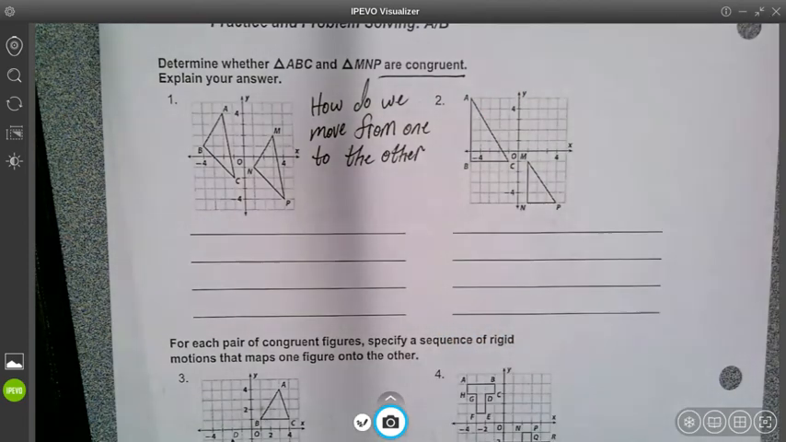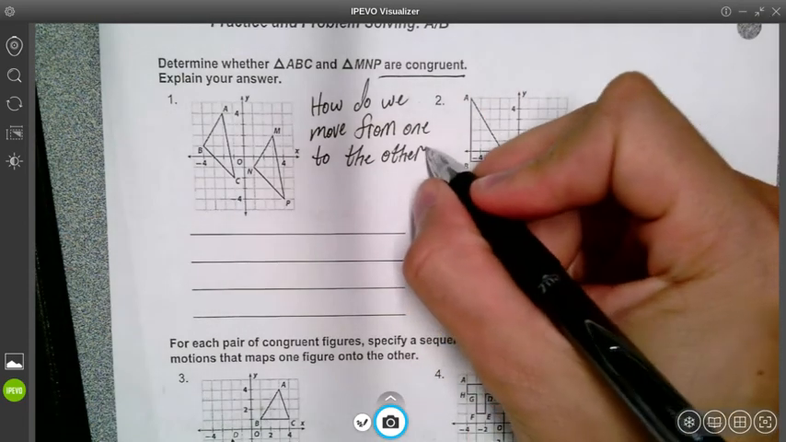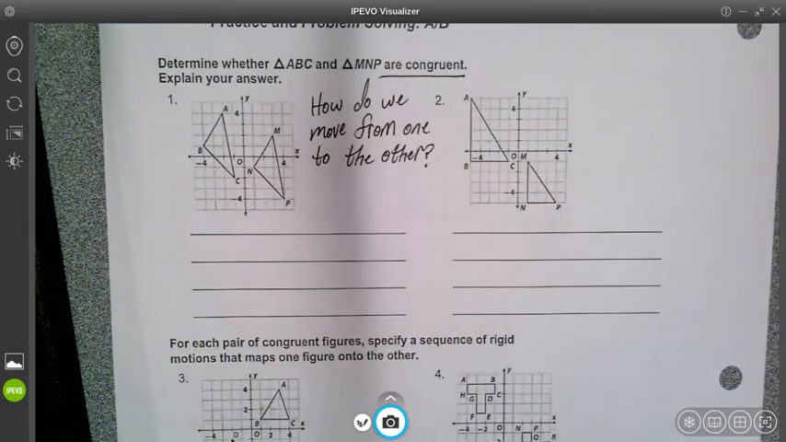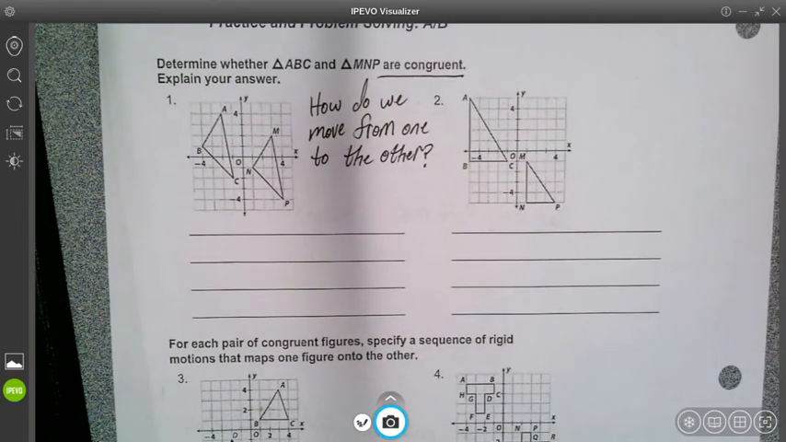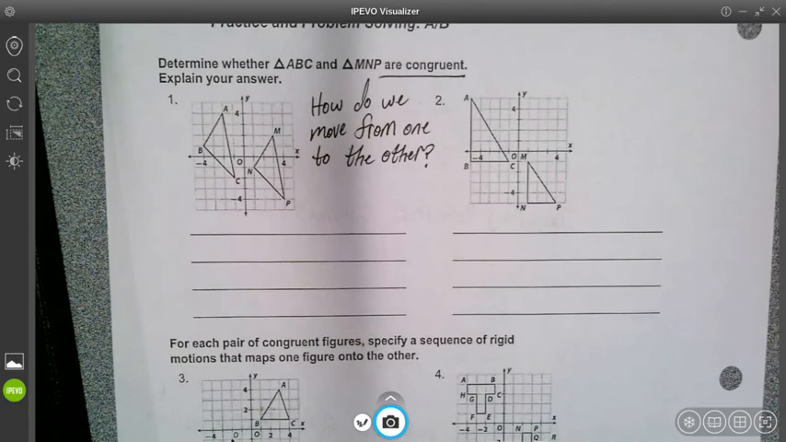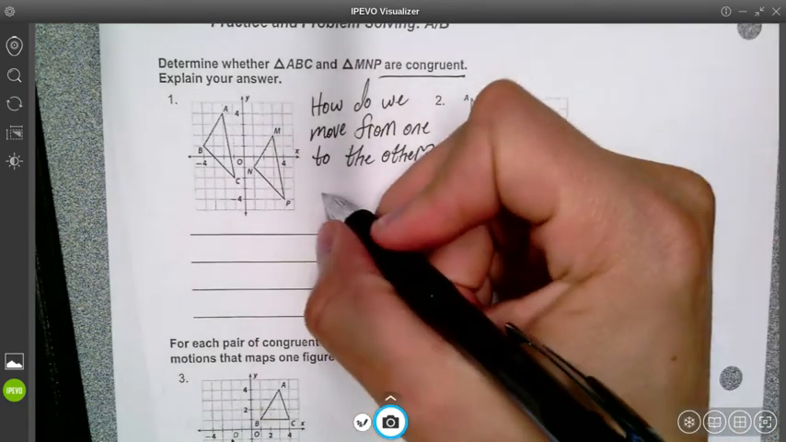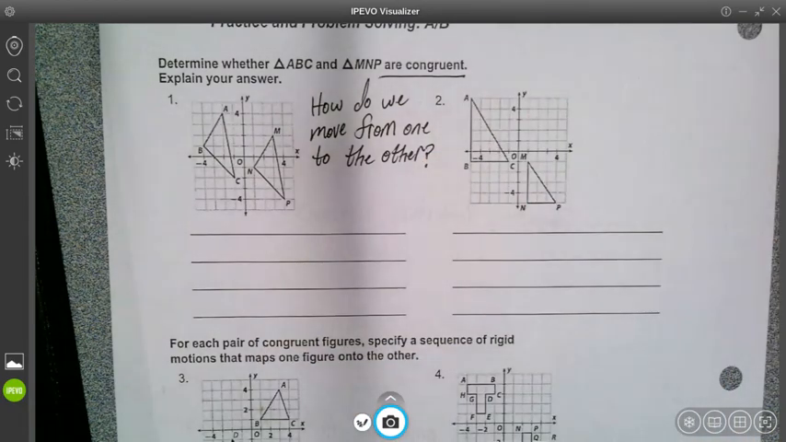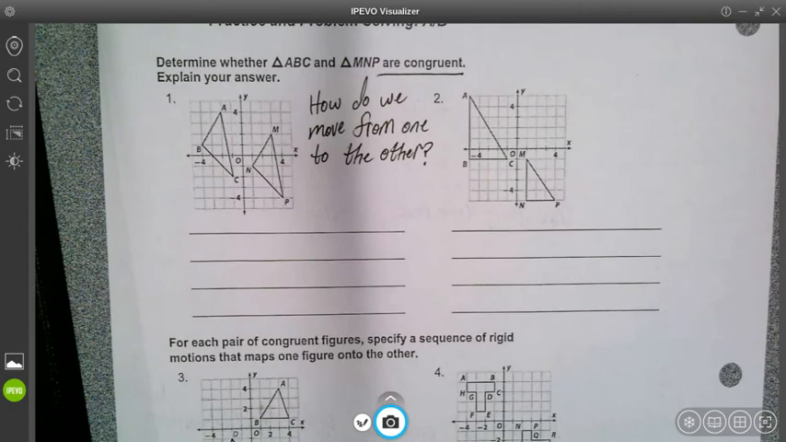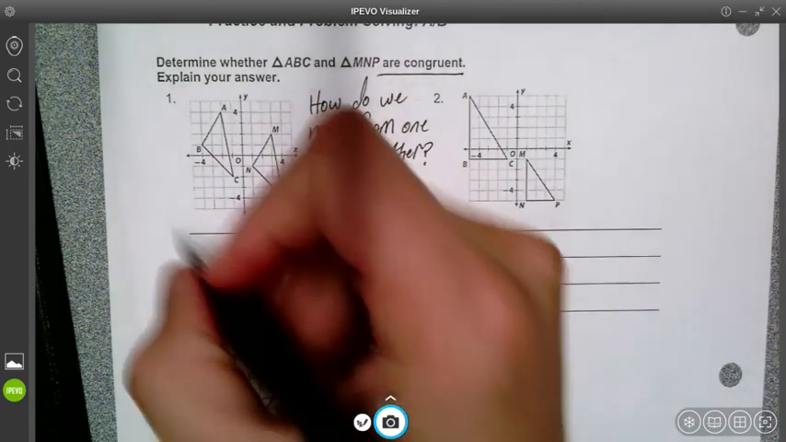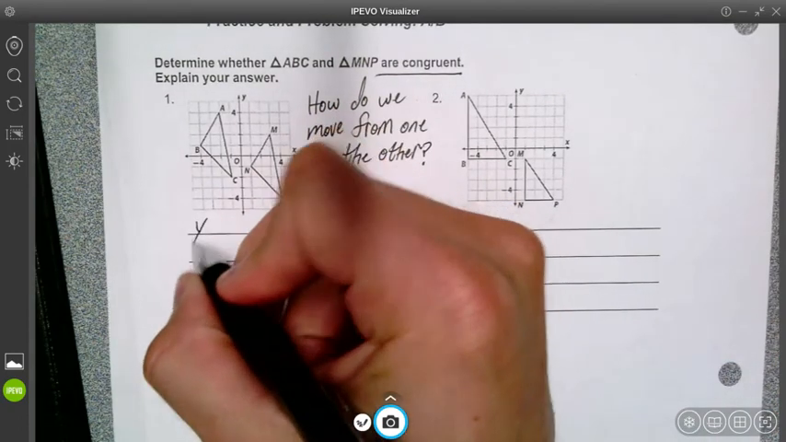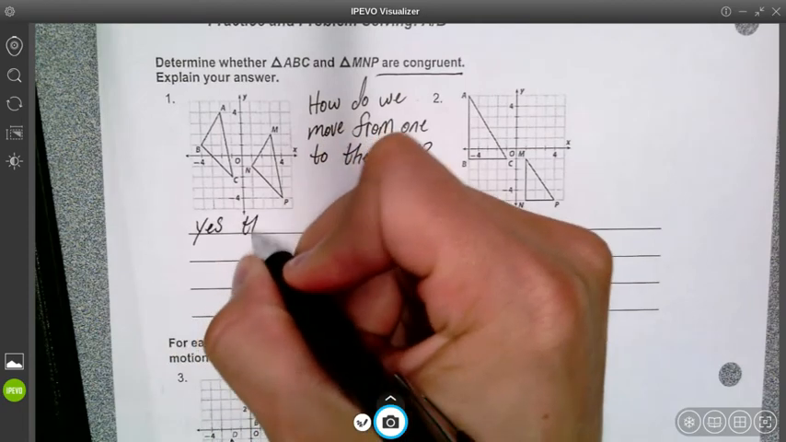I'd like you to pause, actually this video should pause for the Edpuzzle, and I'd like you to try and answer question 1 here. Are they congruent and why? Okay, assuming that you've answered that question, I'll take a look at those answers in a little bit and give you some feedback. We know that these are in fact congruent.